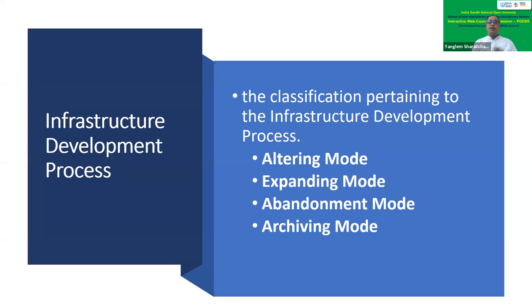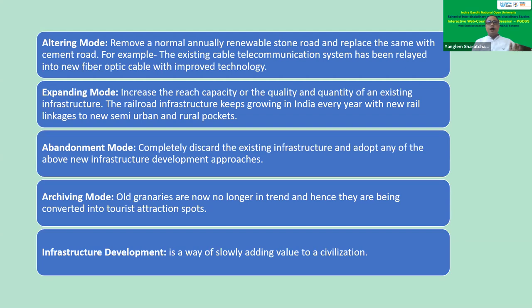When you talk about altering mode, it is about altering, changing the existing. For example, instead of a stone road, we replace it with a cemented road, or this can be replaced with black topping, right? Then we used to have the telephone cable. Now it is replaced with fiber optic.